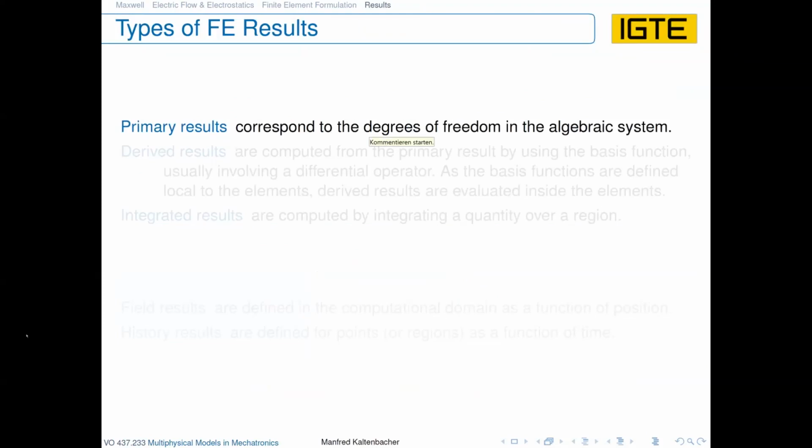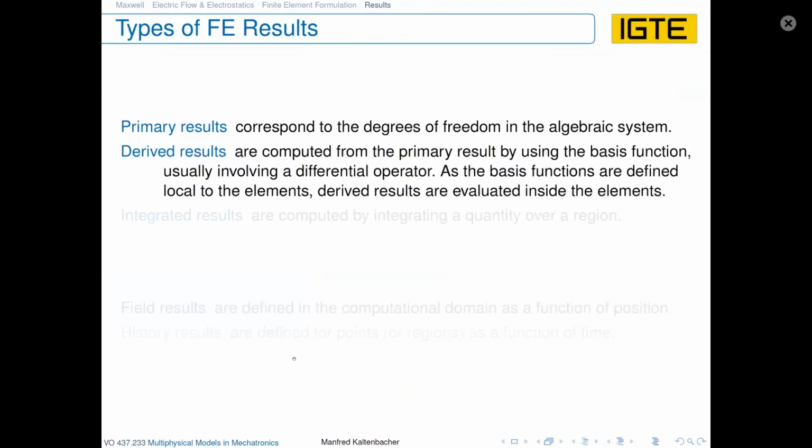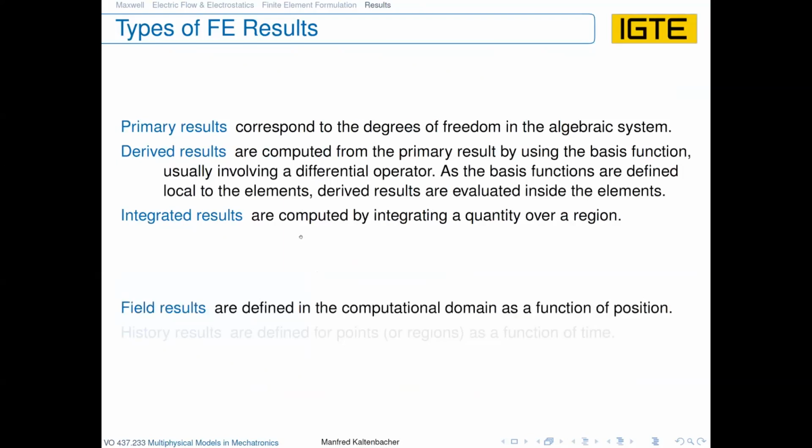The derived results in these computations are obtained in post-processing, for example the electric field intensity E or the current density J. Clearly we also have integrated results, in order to compute the energy or Joule losses in our physical field. The field results are functions of position, and we also have historical results, for example if we are interested in the electric scalar potential at a specific position.